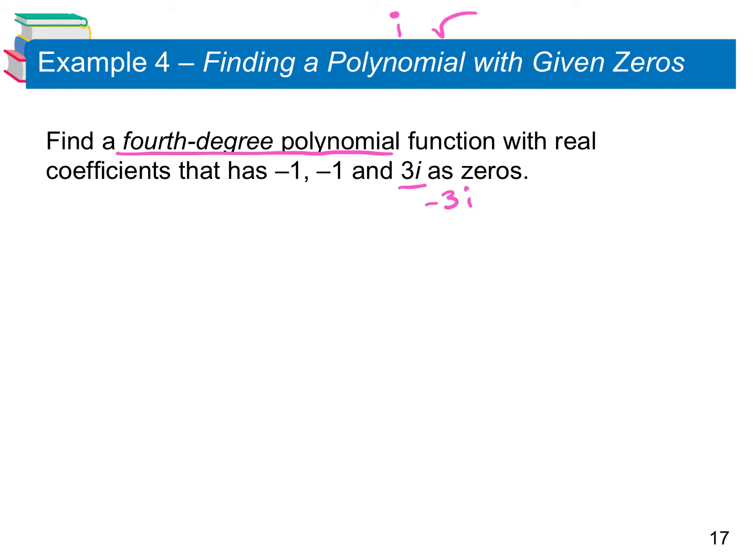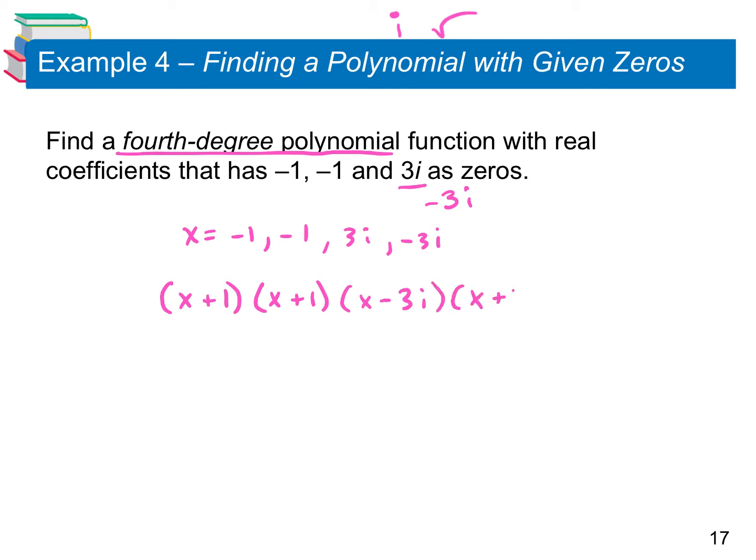So now we're working backwards. We're doing the same thing from part 1, just completely reversed. So these are our zeros. It's saying x is equal to -1, -1, 3i, and negative 3i. So if we put this into our linear factorization, we would get x plus 1, x plus 1, x minus 3i, and x plus 3i.